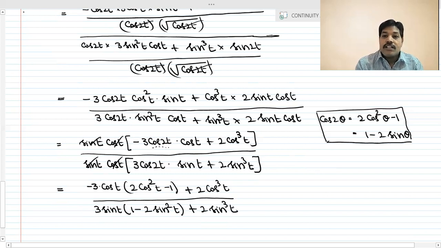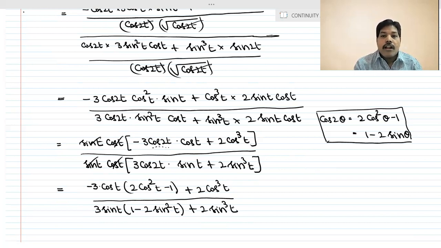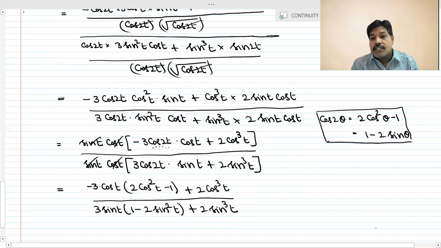Understand the difference, students? In the numerator, I applied cos 2 theta as 2 cos square theta minus 1. In the denominator, I applied 1 minus 2 sin square theta. See the formula here, I just wrote a mistake: the formula is 1 minus 2 sin square theta.